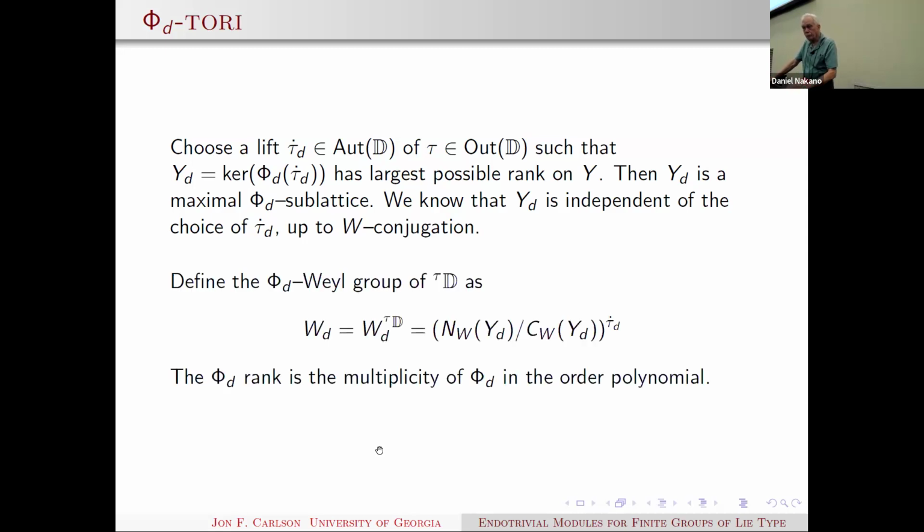We choose this Y sub D. You define the phi D Weil group as the normalizer of the Y sub D modulo the centralizer. That is, by the normalizer, I mean the set of elements of the Weyl group that stabilizes this sublattice Y sub D, and the normalizer stabilizes it set-wise, and the centralizer stabilizes it element-wise. And the phi D regular is the multiplicity of this in the order polynomial. Okay, the number of times that phi D occurs in the order polynomial.